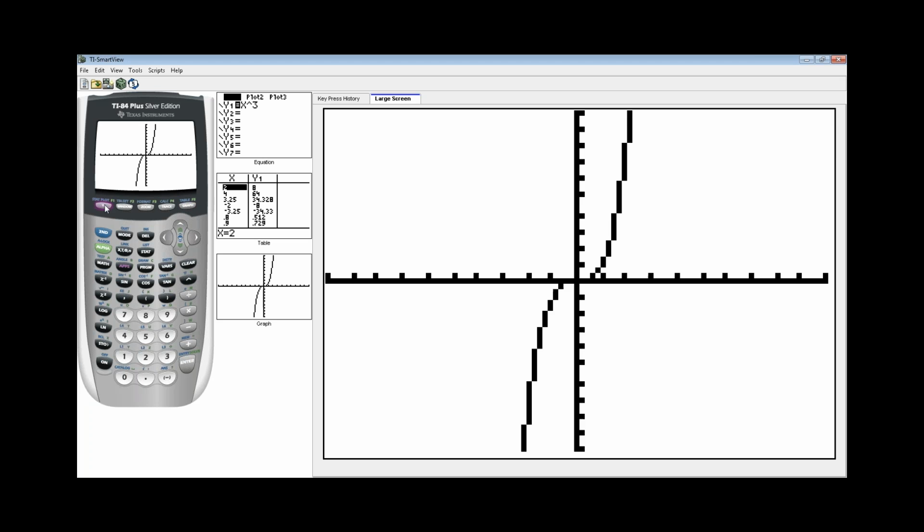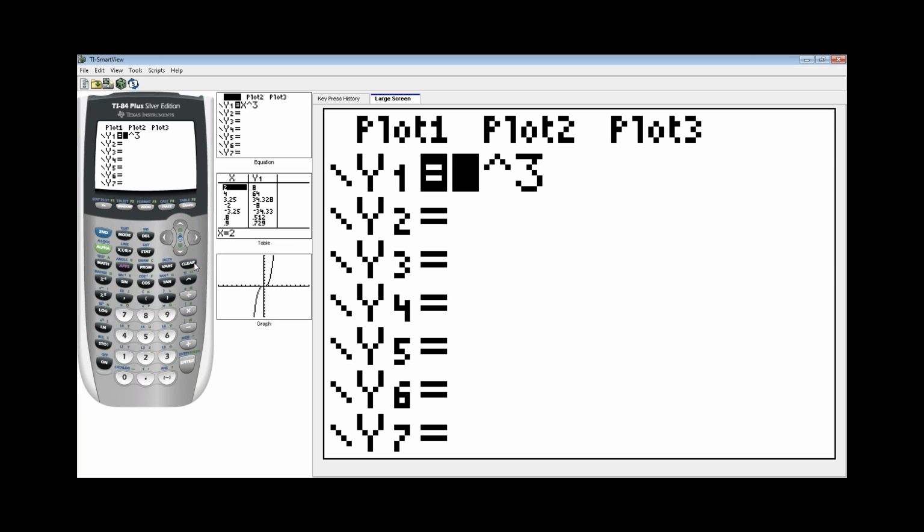And then absolute value. So you would want to go to catalog. Let me double check. Nope, that's not it. Like I said, there's a lot of times multiple ways to get to something. Sometimes you can have a long way, but there's a shorter way to get to it.